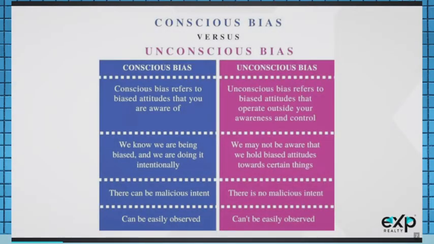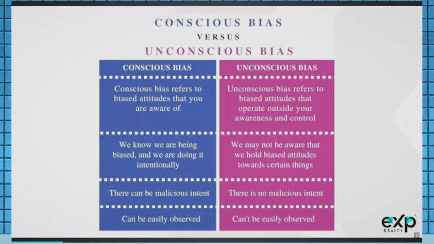This is a good diagram about conscious bias versus unconscious bias. Conscious bias refers to biased attitudes that you are aware of. If someone comes out and says, I don't like illegal immigrants, right? That person has made a biased statement and they support that biased statement. Unconscious bias refers to biased attitudes that operate outside your awareness and control.